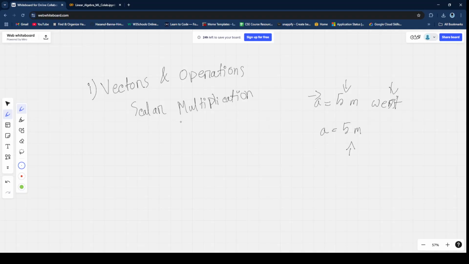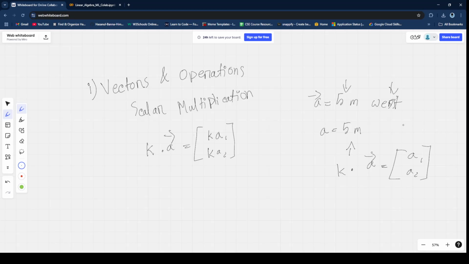So for scalar multiplication, we will be multiplying a vector by k. Let's say our a vector is here. In a vector we have a1 and a2. If I multiply this with k, where k is any magnitude without any direction, it will be multiplied as ka1 and ka2.